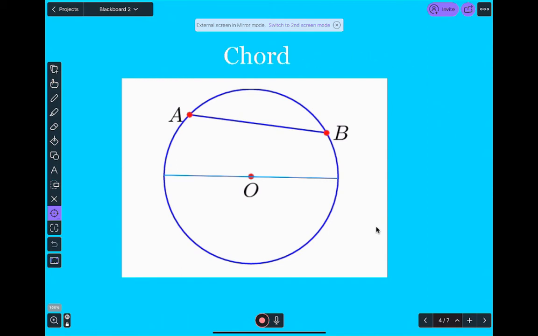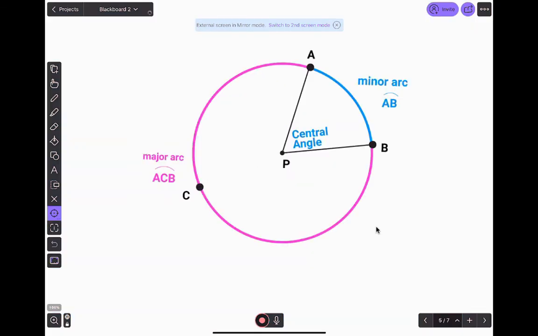Now, a chord is just a line segment that starts at one point on the circle and goes to another point on a circle. In this problem, I have the chord AB because it starts right there at point A and goes to another point on the circle, point B. Now, sometimes chords go through the center of the circle. If a chord goes through the center of the circle, that's going to be the diameter of the circle. Here's an example of a chord that goes through the center of the circle, and that's going to be the diameter of a circle.